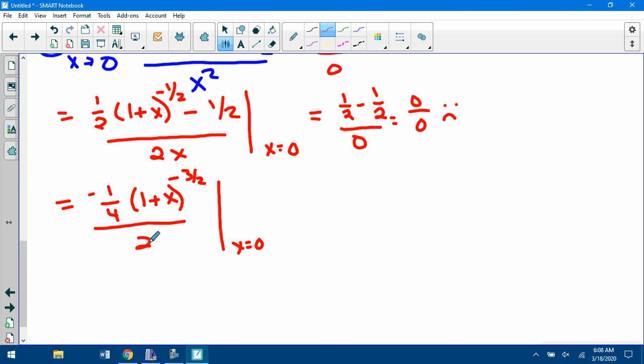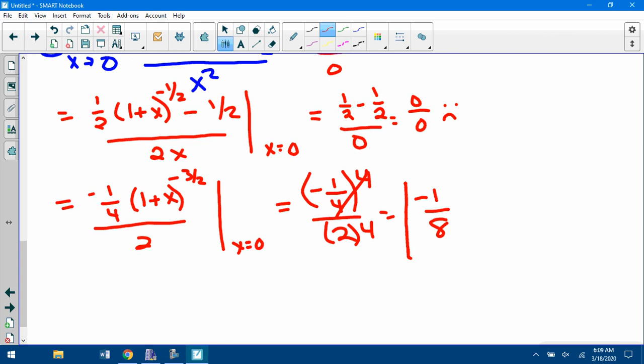Okay, this is looking good. It's definitely not going to be L'Hopital again because we just have 2 on the bottom. When I plug 0 in, remember this is 1 to a power. So 1 to a power is always 1. Times negative 1/4 is negative 1/4 over 2. Complex fraction, multiply top and bottom by 4. So negative 1 over 8. Negative 1/8 is the answer.